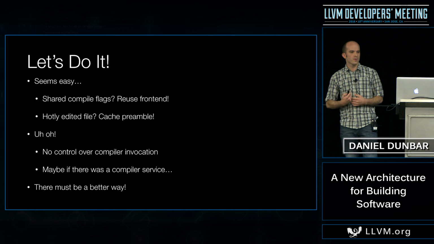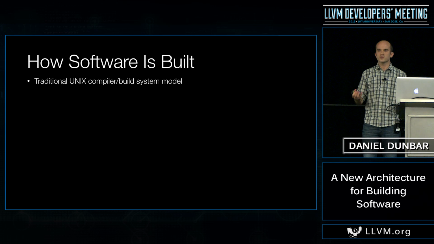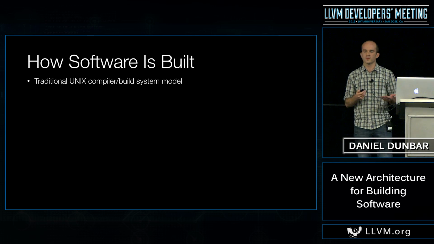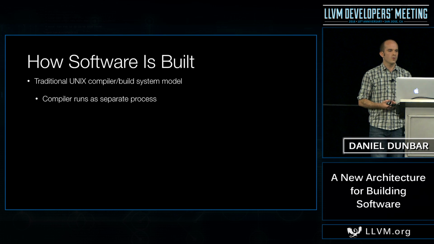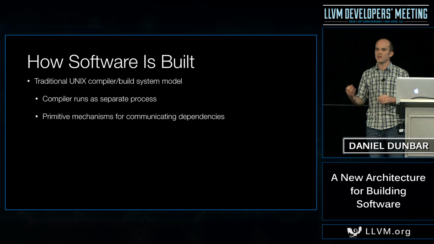So I want to step back for a moment and talk about how software is built today. I suspect that for most of us, the way we build our software is through this very traditional Unix compiler and build system split, where the compiler runs as a separate process. And then we have some very primitive mechanisms for communicating dependencies between the build system and the compiler.